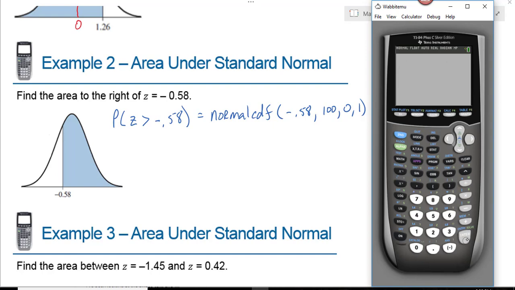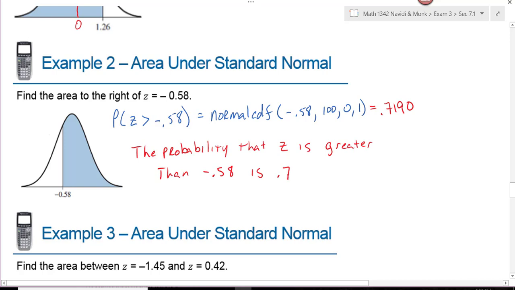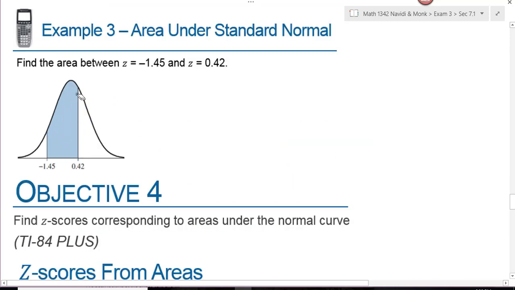The mean is 0, the standard deviation is 1, and we put that in our calculator and we get 0.7190. In words, we would say the probability that z is greater than negative 0.58 is 0.7190. Notice, z-scores can be negative, probabilities are never negative. We have that rule that probabilities can only have values between 0 and 1. This negative z-score, when I'm looking for the area to the right, is going to be a number bigger than a half.